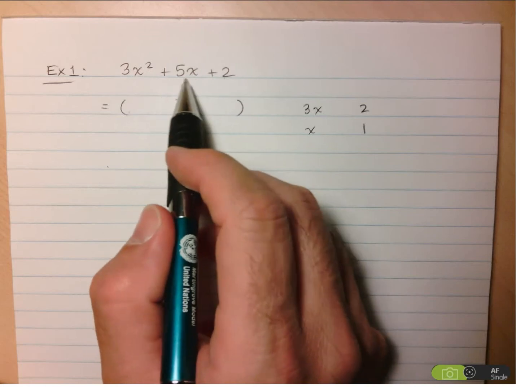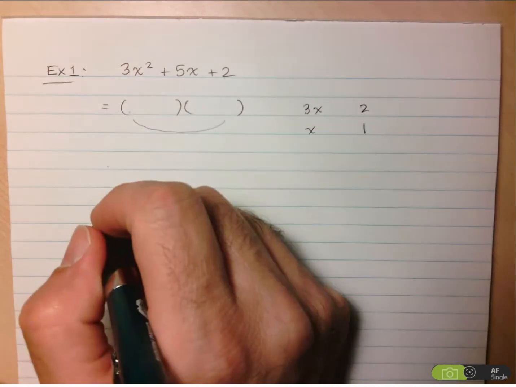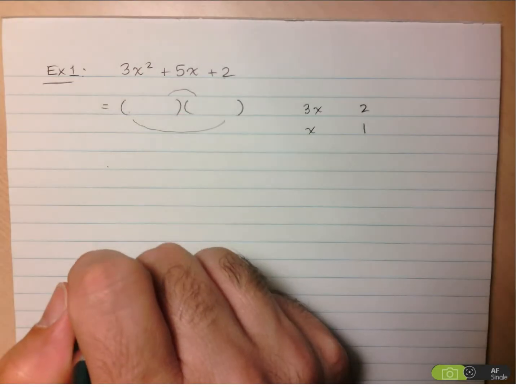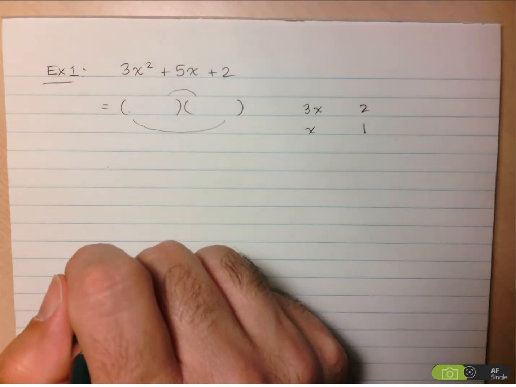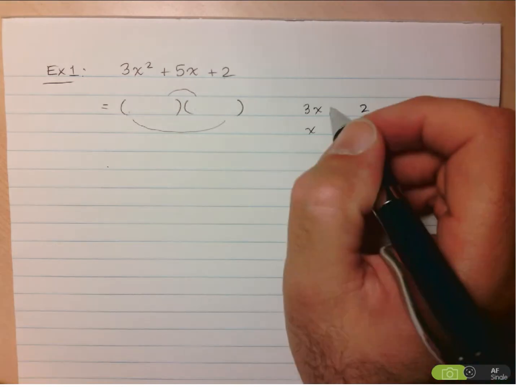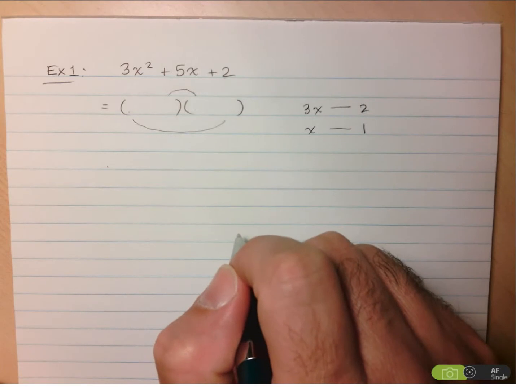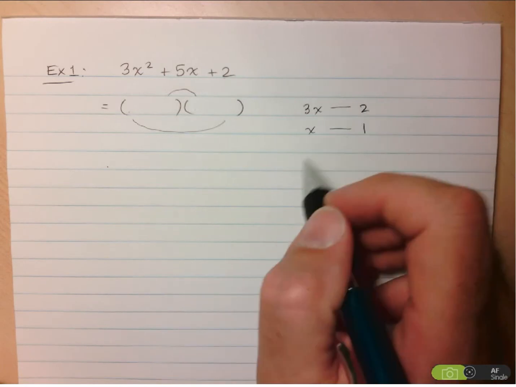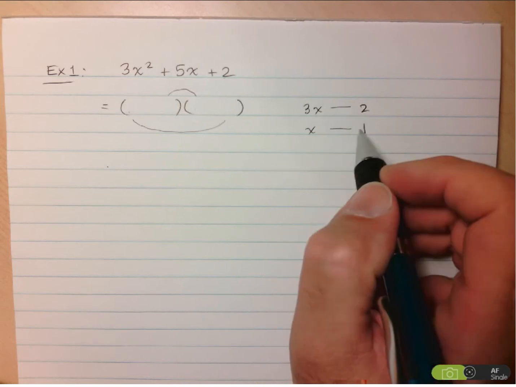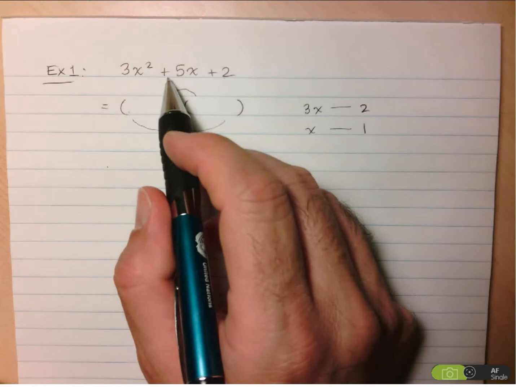Now, the way in which we get the 5x, the middle term, remember, is always by adding our outside product with our inside product. So this is what we now have to figure out, where all these numbers need to be placed. We can create our outside and inside products by testing the two possible sets of multiplication. One way is to multiply across. We've got 3x times 2, so that's 6x. x times 1, that's x. So with 6x and x, can we possibly get to 5x?